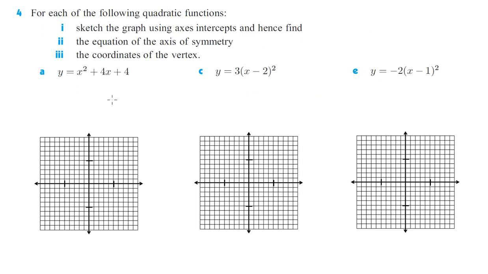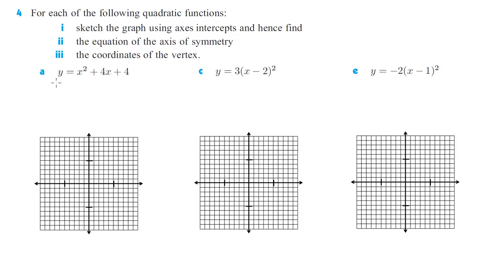Okay? Number 4, for each of the following quadratic functions, sketch the graph using axes, intercepts, and then find these other things. So, axes, intercepts, y equals x squared plus 4x plus 4.